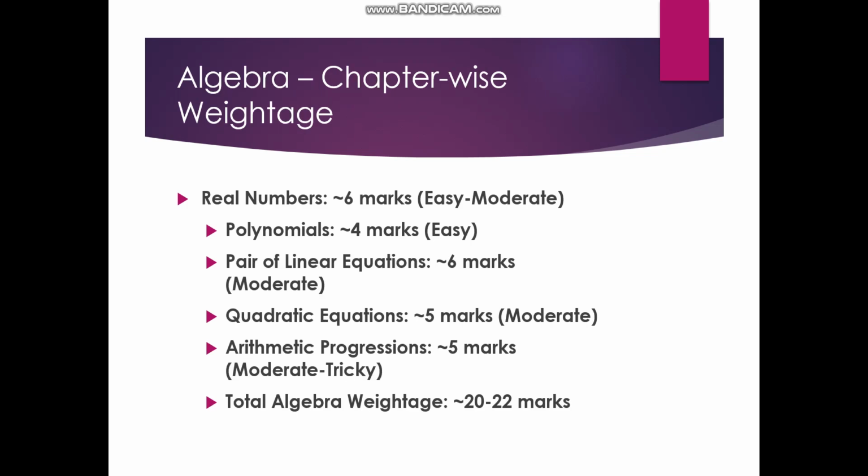So for the chapter-wise weightage, you can see here from the real numbers chapter, 6 marks. These are easy to moderate level. From the polynomials chapter, this time CBSE set about 4 marks, easy questions, and pair of linear equations 6 marks, moderate level. Quadratic equations 5 marks, moderate level. Every time this carries about 5 marks weightage. Arithmetic progressions, 5 marks, moderate to tricky.